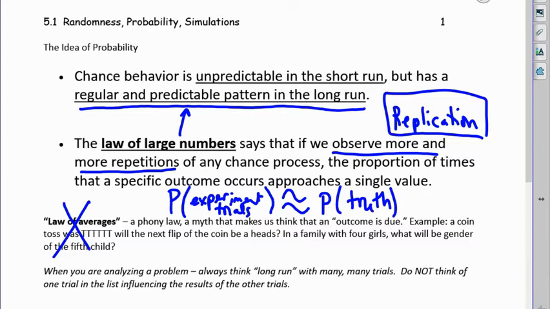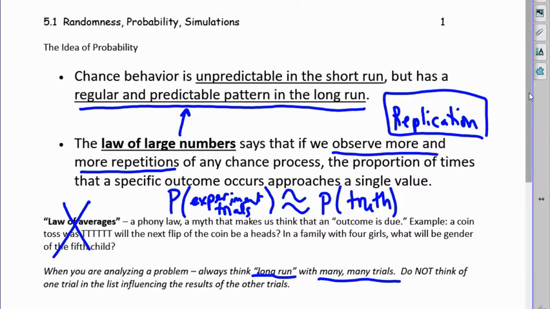So when you're thinking about your problems, I want you to always think in terms of long run and many, many trials, or large sample size, things like that. Don't think of one trial as influencing the result of the other trials.